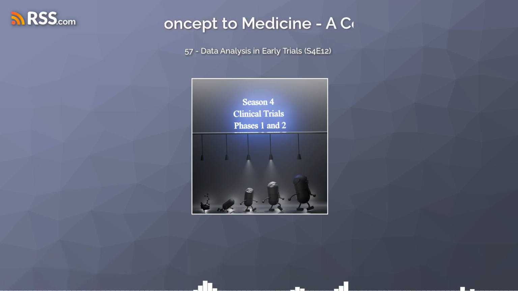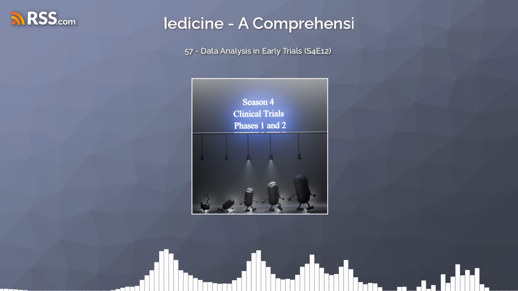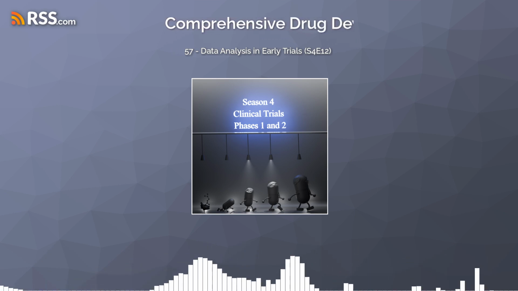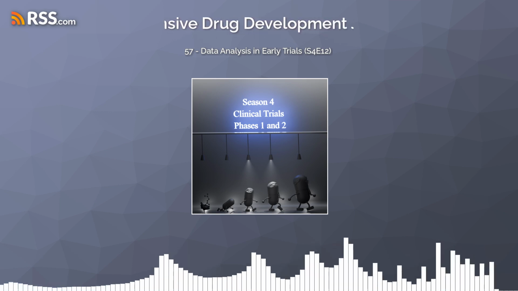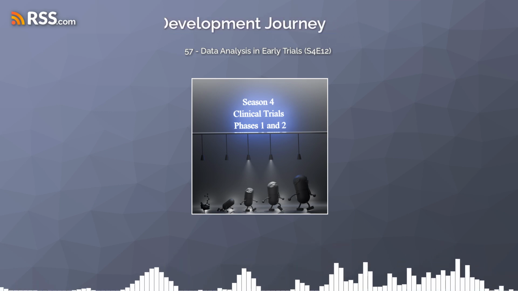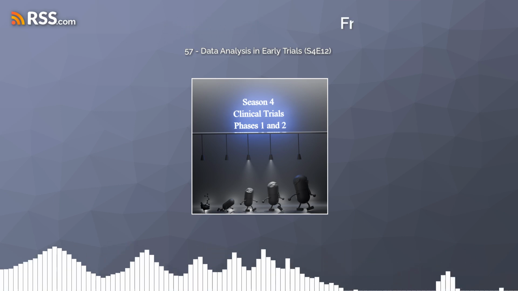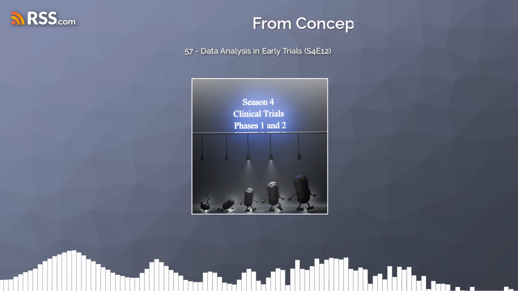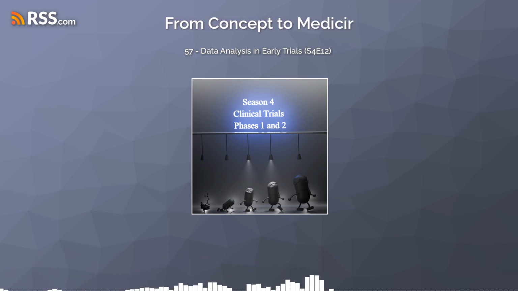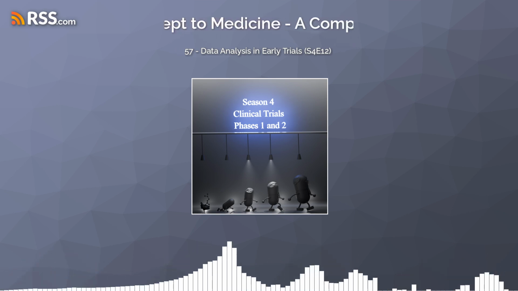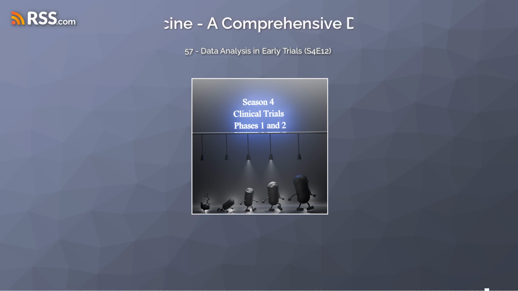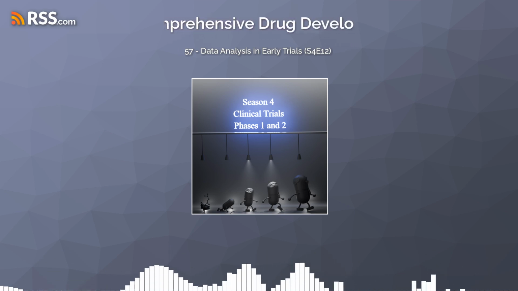Exactly. Then, for binary endpoints, those yes or no outcomes, we often use logistic regression. That helps us figure out the odds of a particular outcome happening in different groups, like the odds of responding to treatment. So we're not just looking at whether there's a difference, but also trying to quantify how likely that difference is. Precisely. And sometimes our endpoint might be time to an event, like how long does it take for a patient's disease to progress.